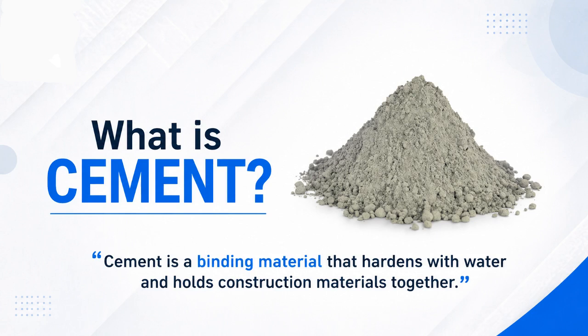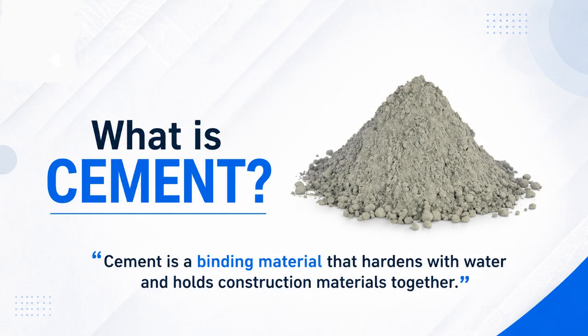Now here we will see cement is a binding material that hardens with water and holds construction material together. Ordinary Portland cement is the most commonly used type of cement in construction industry. Everybody knows OPC cement. It is made by grinding clinker formed by heating limestone and clay at high temperatures along with a small amount of gypsum.